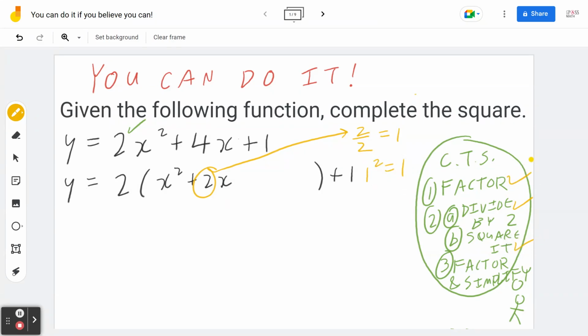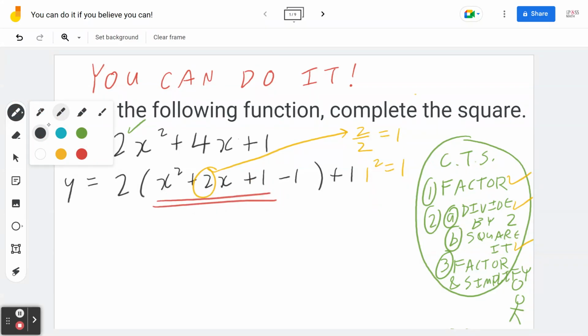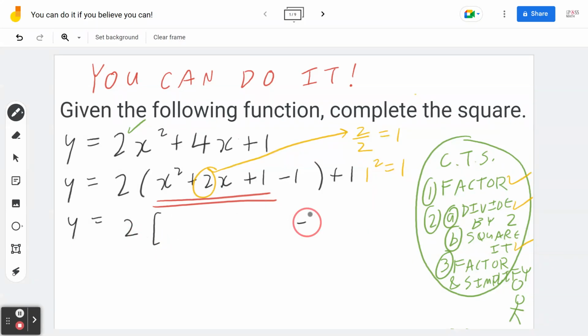So again, we factored it, we divided by 2, we're going to square the answer. And now we're going to add and subtract 1. If you're doing this right, every single time, 100% of the time, you will always get a perfect square. I copy the 2, I copy all the brackets, and now when I think about x squared plus 2x plus 1, this is going to be x plus 1 quantity squared.